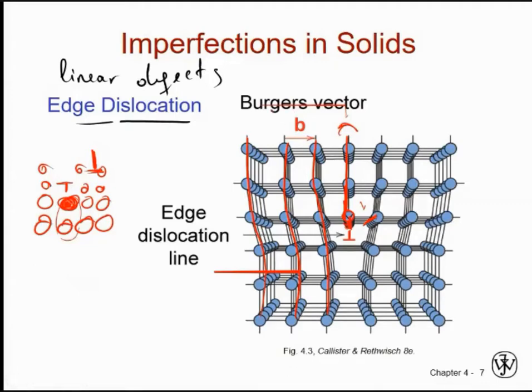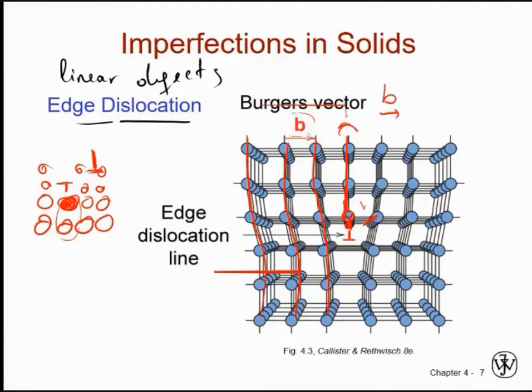Plus, if you see this Burgers vector over here, which is denoted by b, it has some direction and magnitude. It shows the amount of dislocation, the magnitude and direction of dislocation. Here, in this case, the magnitude of dislocation is 1 unit cell length. If you see this length here, this unit cell length is my magnitude for the Burgers vector, and the direction is as you see it here.